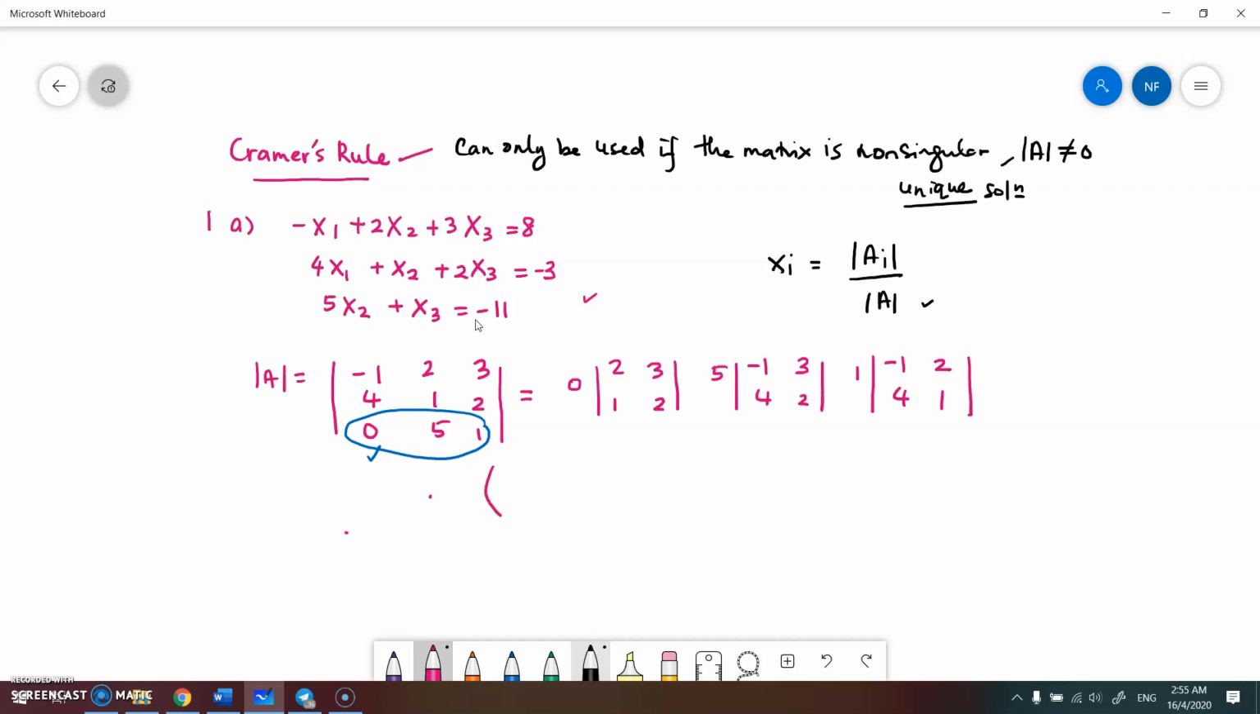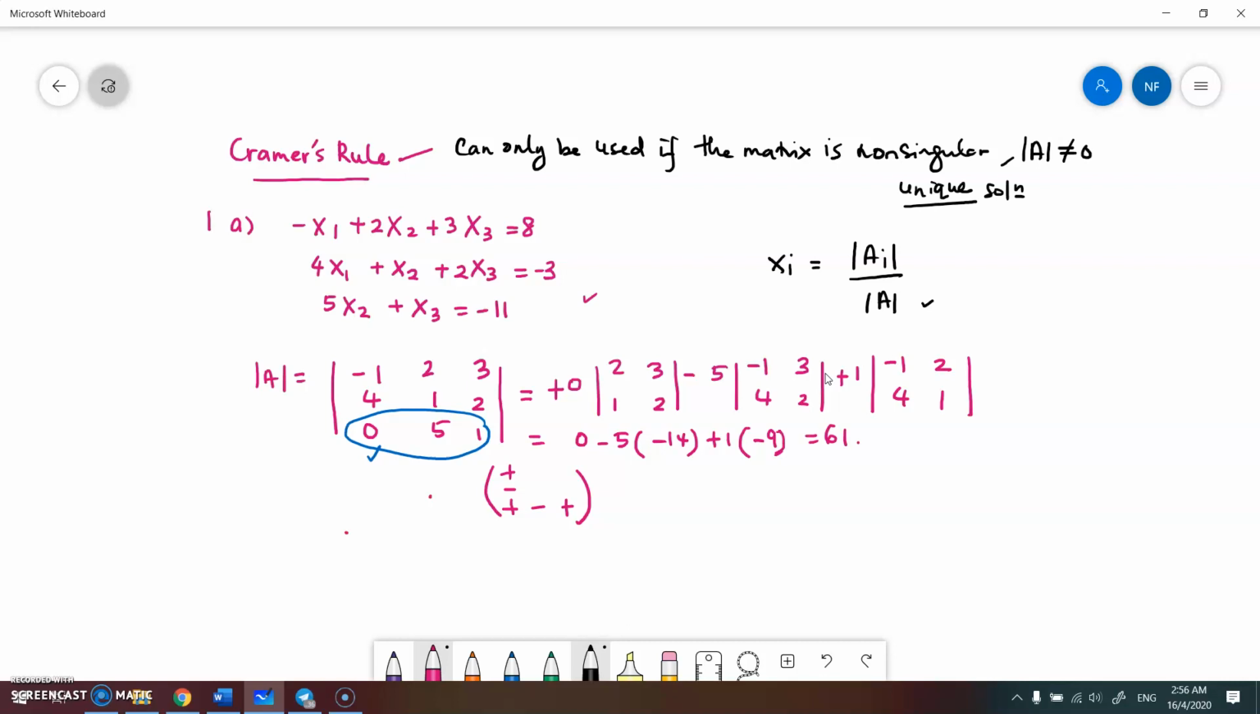Check the positive, negative, positive sign. So we have positive, negative, positive here. So my determinant is 0, 5 times negative 2 minus 12, negative 14, plus 1 times negative 1 minus 8, which is negative 9. So here I get 61.